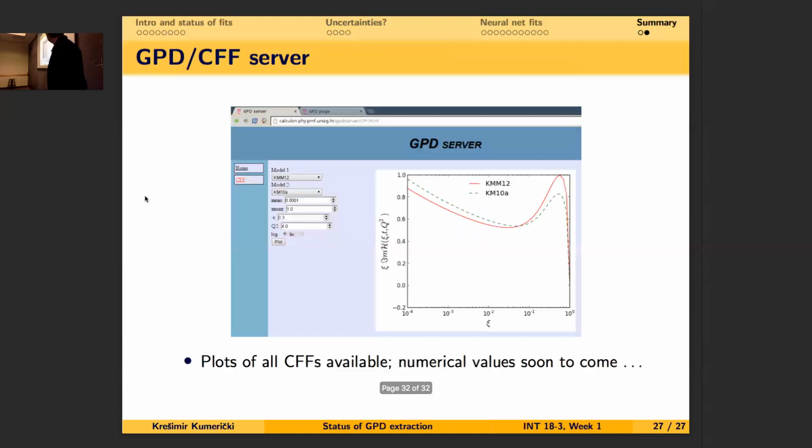But neural networks are really nice. I can just advertise that we are having a server, like a server for PDFs but for compound form factors, where you can get plots of the fits coming from this. Not the newest neural network fits, but they will be there soon. Also, numerical values will come during this month, so you can use them in your studies.